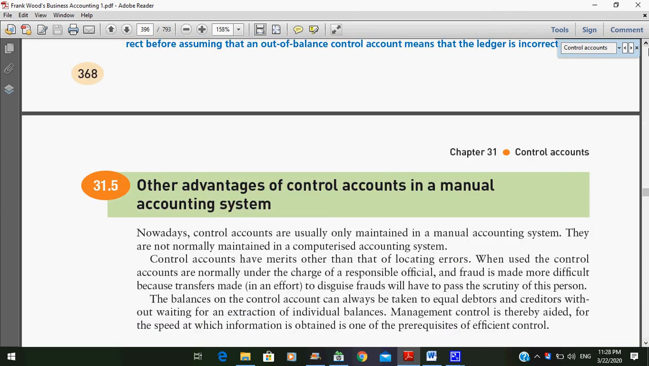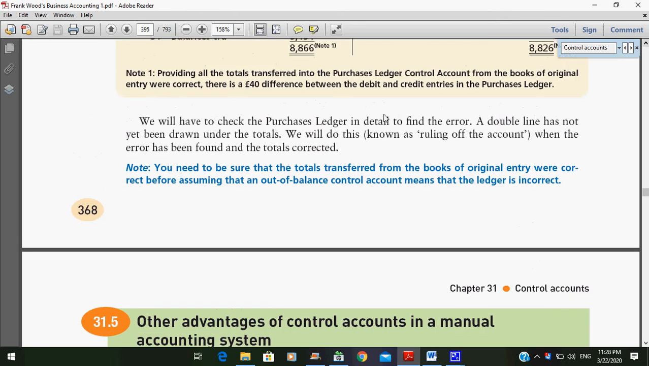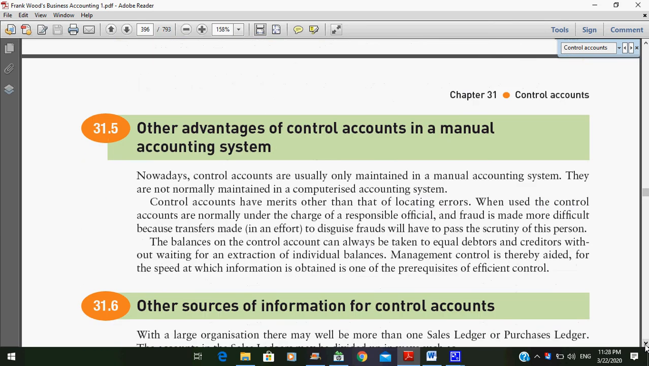So you pause the video at intervals. Write this off as well. You can pause the video here as well. Write this off, please. Alright. So I was saying that nowadays control accounts are usually only maintained in a manual accounting system. They are not normally maintained in a computerized accounting system.